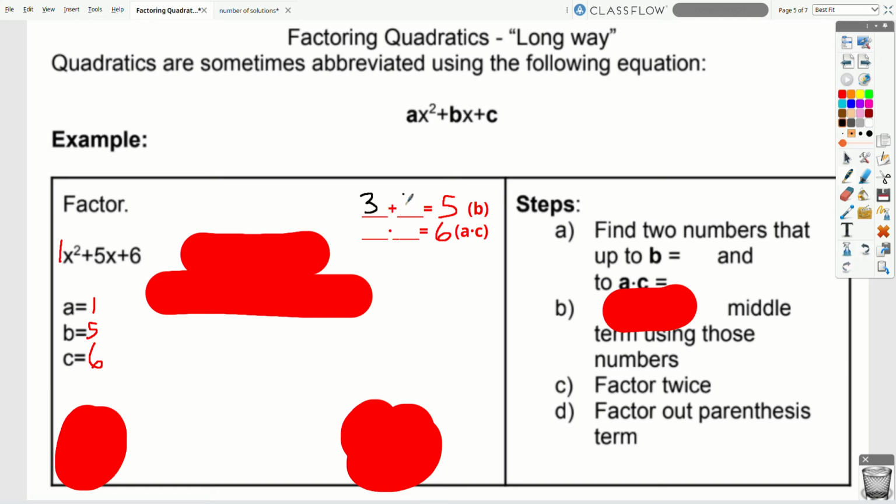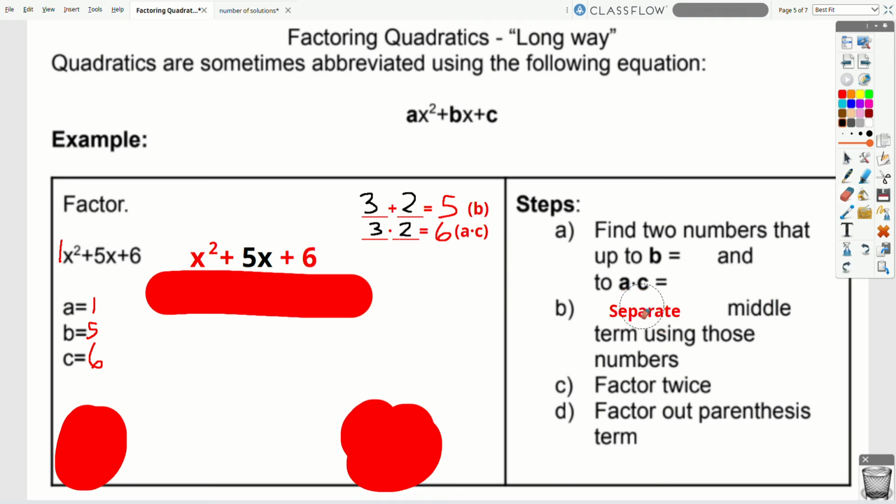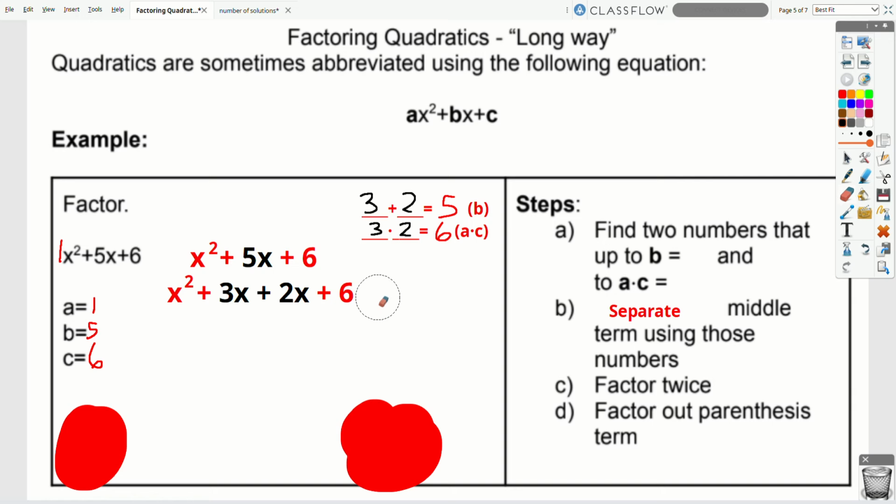So you get 3 and 2, because 3 plus 2 is 5 and 3 multiplied by 2 is 6. What we do with that 3 and 2 is we separate this middle term, the 5x, using the 3 and 2. So instead of 5x, the first step is x squared plus 3x plus 2x plus 6. I use the 3 and 2 instead of the 5, because 3 plus 2 is 5. We're just rewriting how it looks, unsimplifying, kind of uncombining like terms in that step. That is step A and B.